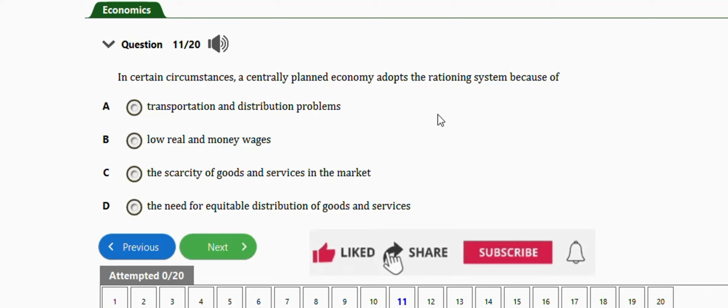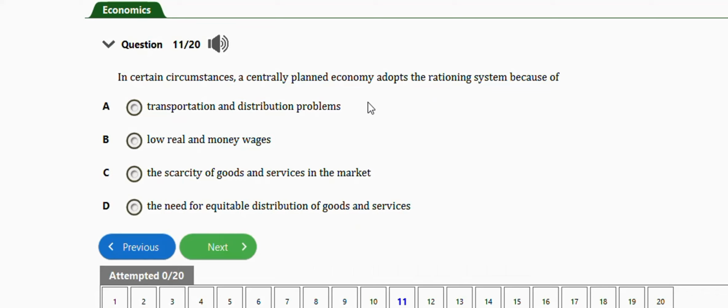This question says in certain circumstances a centrally planned economy adopts the rationing system because of: transportation and distribution problems, low rate of money wages, the scarcity of goods and services in the market, the need for equitable distribution of goods and services. The right answer is option C, which is the scarcity of goods and services in the market.